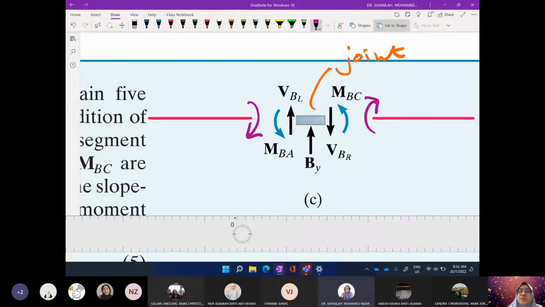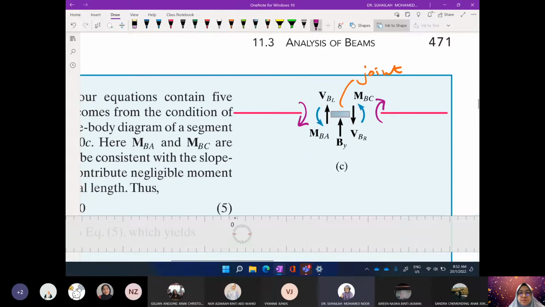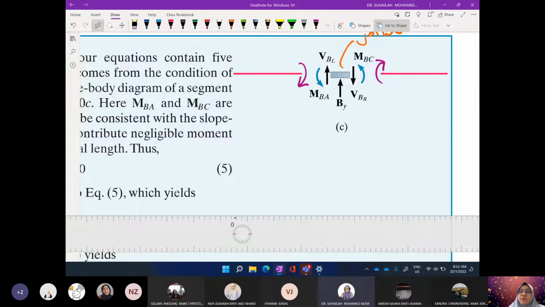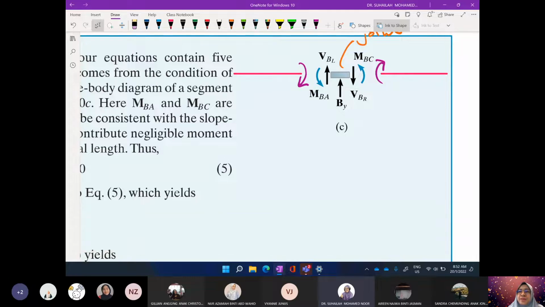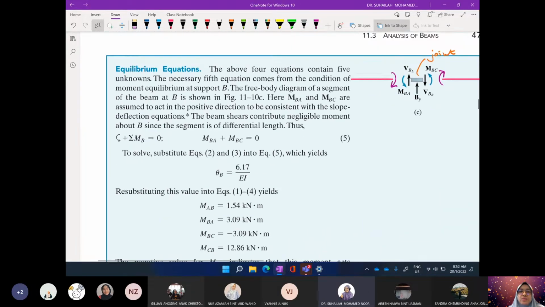That opposite condition is the reason why we change sign. We change sign whenever we want to distribute moment. In the case when there is an applied moment at, for example, B, then we don't have to change the moment direction. The moment that we change direction is only member end moment. So this is one thing that I want to highlight inside the slope deflection equation.